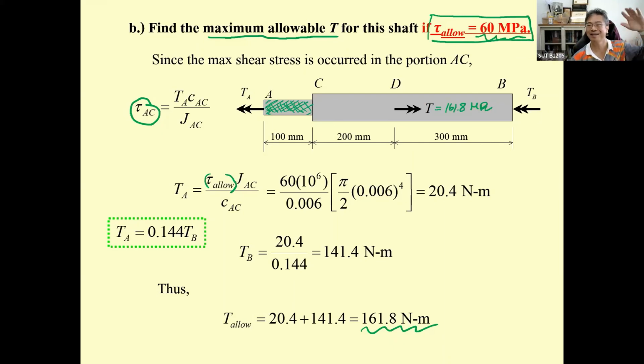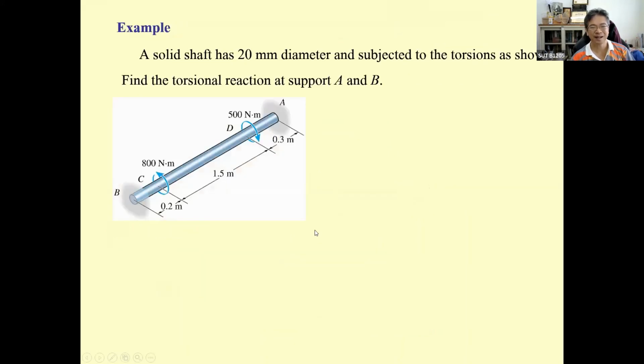The previous one gave us the external torsion and asked us to find the tau max. But this one gives us the allowable shear stress and asks us to go back to find the external torsion, which is the allowable external torsion. And then this one is also another example.